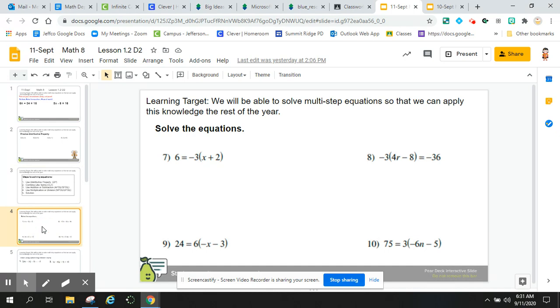On this slide, now remember, just because you see the pear deck on the bottom, you're at home, you're not going to be doing the pear deck.